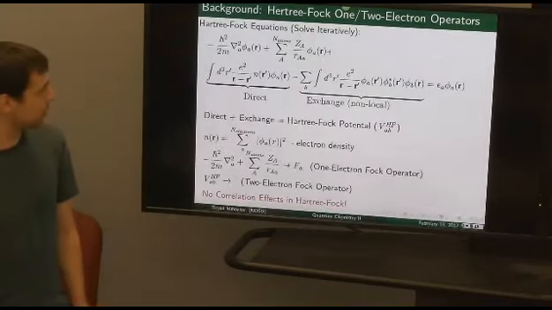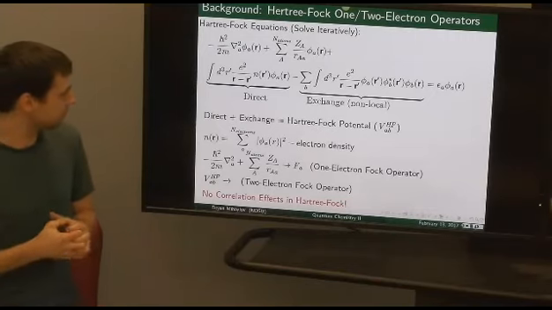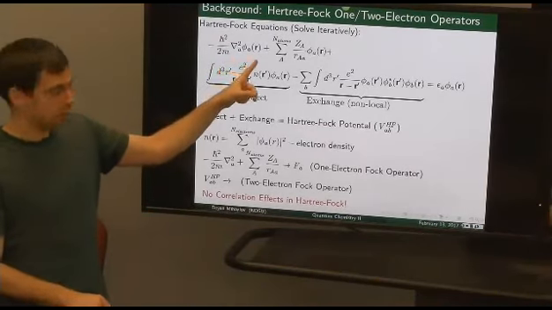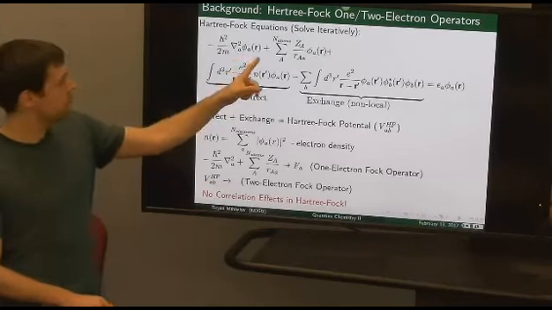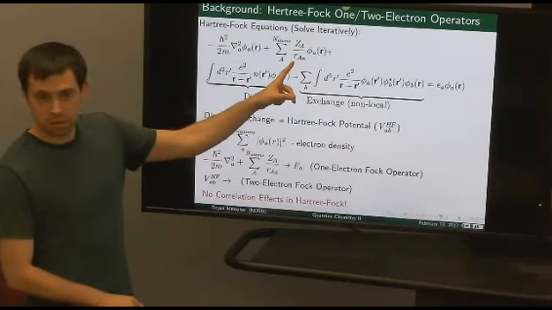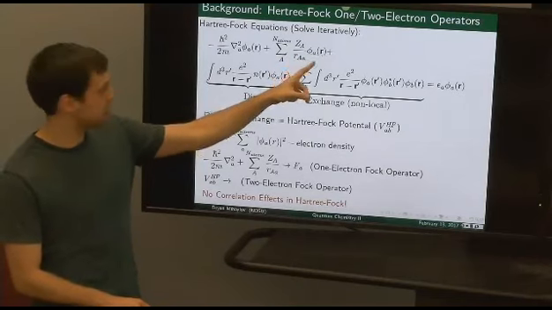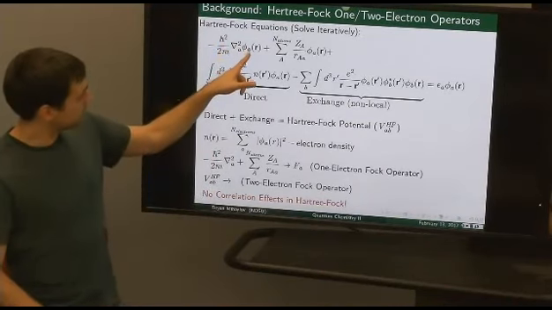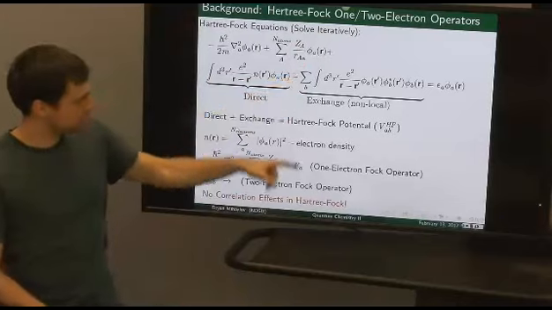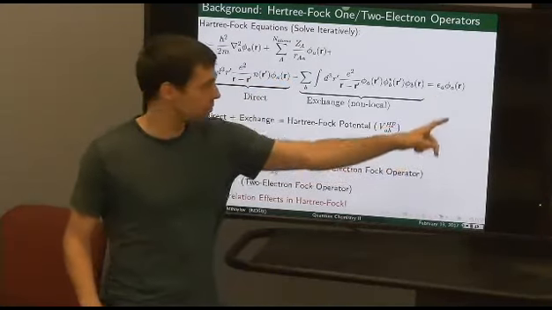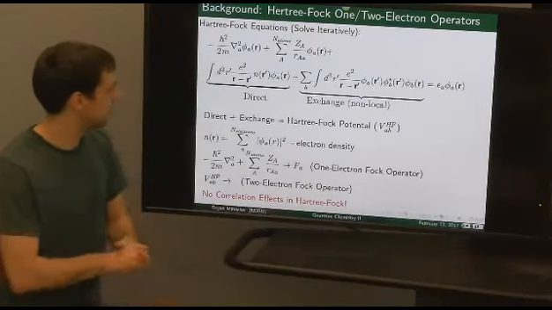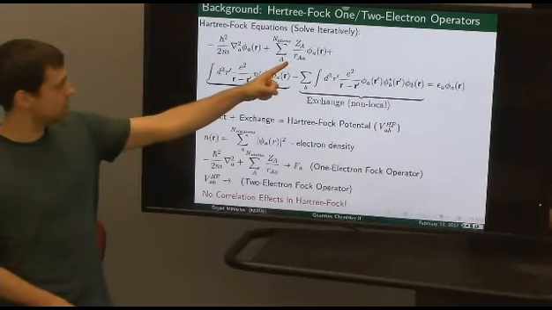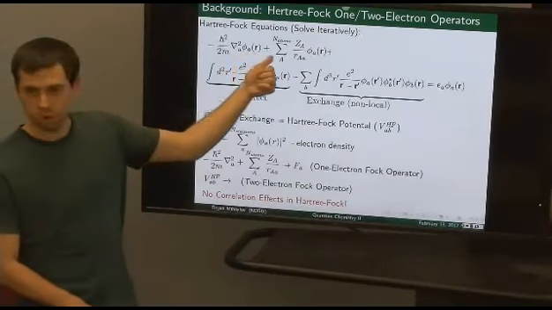So let's review Hartree-Fock equations and define one and two electron operators. We have a kinetic term acting on some orbital plus ion electron interaction term acting on some orbital. So these are operators, right? Operator acting on orbital, operator acting on orbital, returns eigenvalue and eigenfunction, right? This is like Schrodinger equation. So these are what we call one and two electron operators because they only act on one orbital.